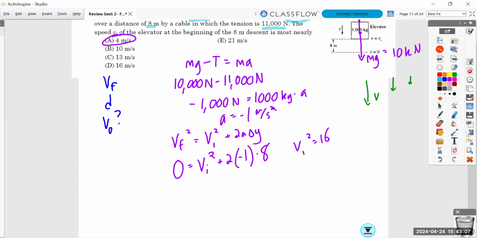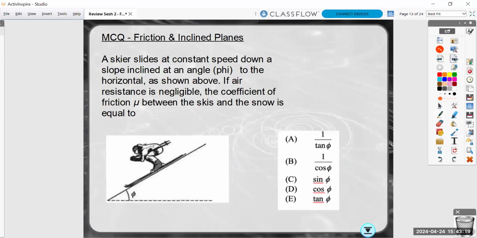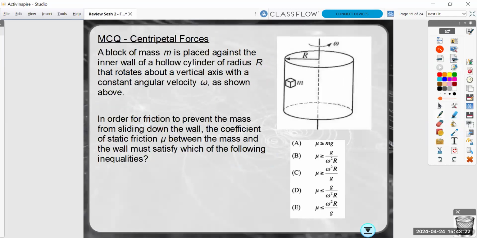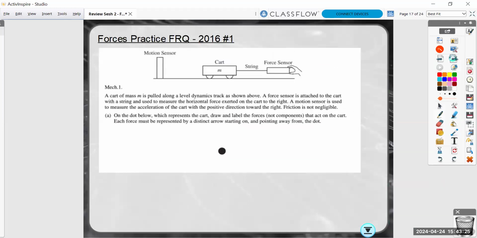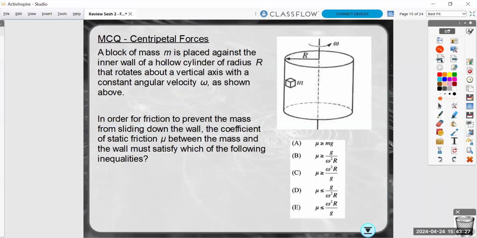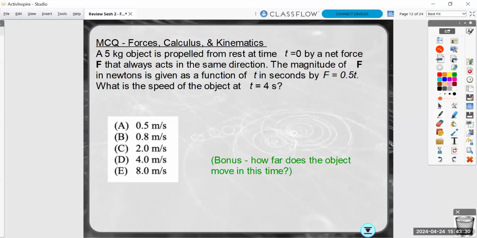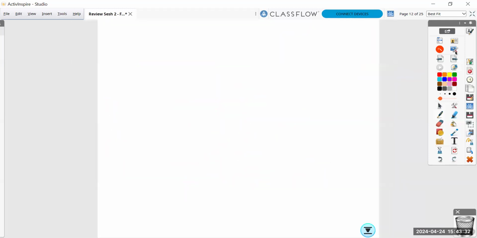So we can have a scale on the elevator. Actually, there is the turtle question. Our friendly turtle here. Where did I put my friendly turtle? I guess the important thing to remember about scales is scales read your normal force.